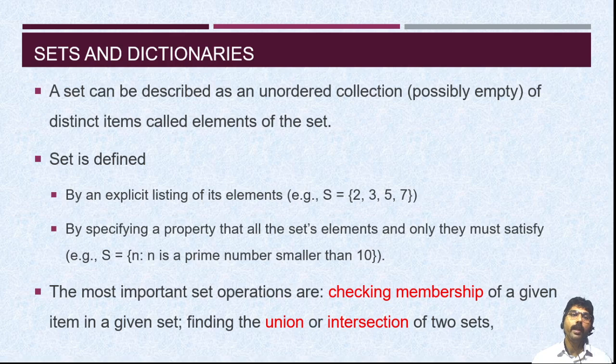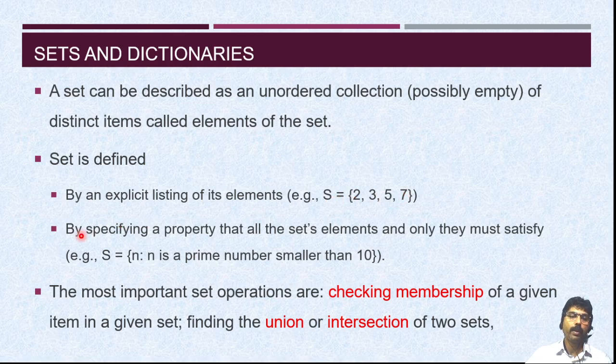Sometimes the set may be empty also. These are some of the properties of sets. A set can be defined using two techniques. The first one is by explicitly specifying the list of the elements. If I want to create a set called S, I can directly give the values for that set. 2, 3, 5, 7 are the values of set S.